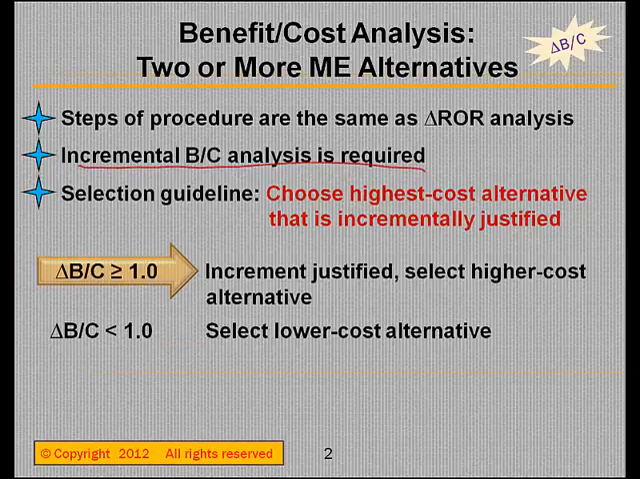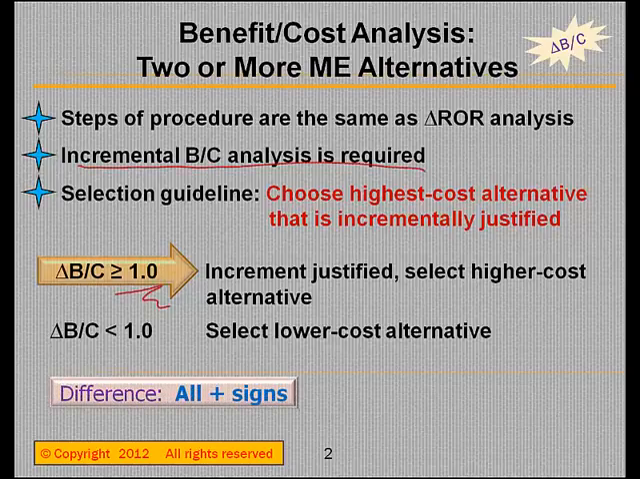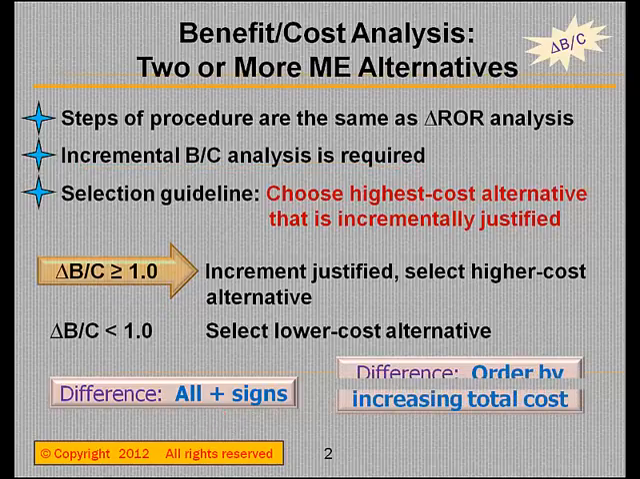The incremental BC ratio is called delta BC. When it is greater than or equal to 1, select the higher cost option. If not, select the lower cost alternative. Compared to ROR analysis, BC has two important differences. You are already aware of the first difference. It is the sign convention. All values carry a plus sign, including costs and disbenefits, so delta BC will be positive. Second, incremental analysis is based on equivalent total cost, not just the initial investment as used in incremental ROR evaluation.